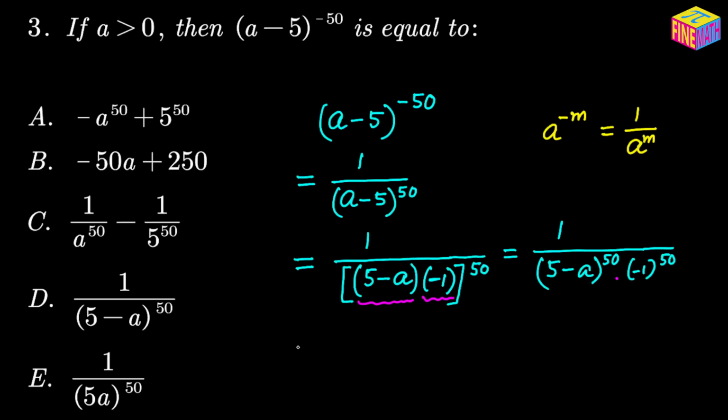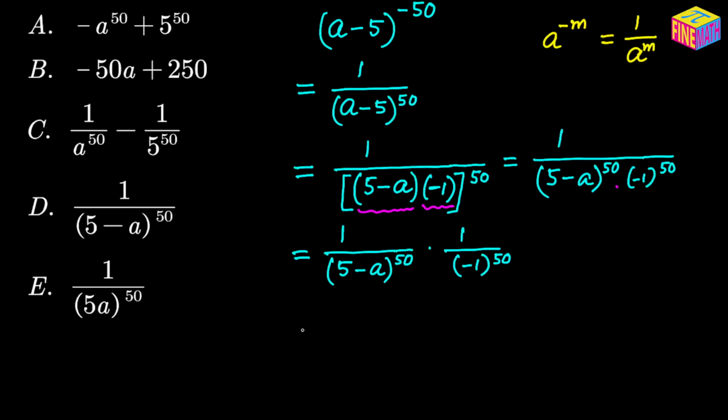So then from here, what do we get? Well, we get 1 over (5 - a) with power 50, and also we have 1 over negative 1 with power 50. Now you must be familiar with the fact that if there is an even power of negative 1, it will give you positive 1. How? Let's take a look. So suppose you have negative 1 squared, for example. What do we get? Well, this is actually negative 1 times negative 1. That is again positive 1, because negative times negative becomes positive.